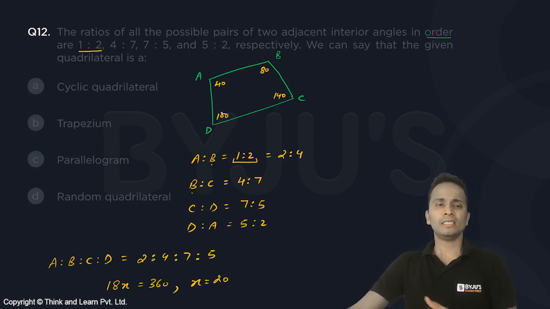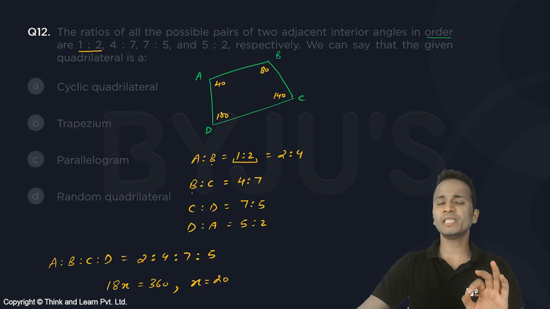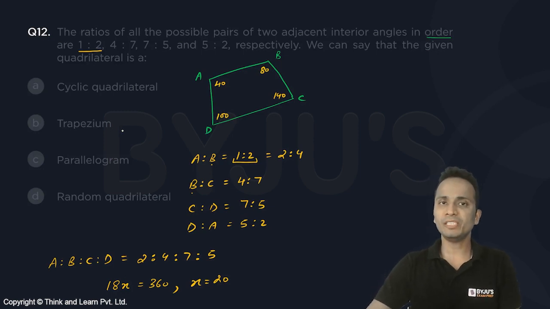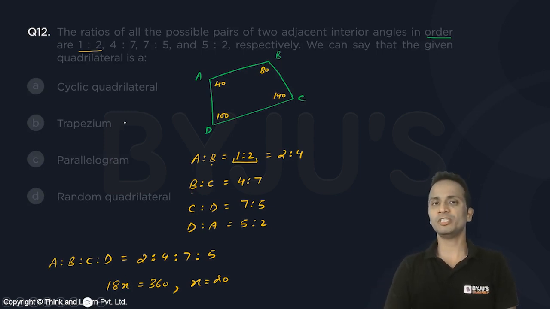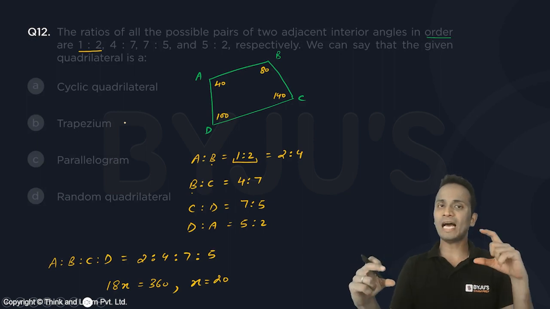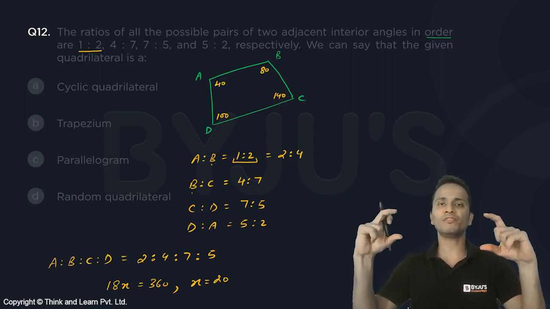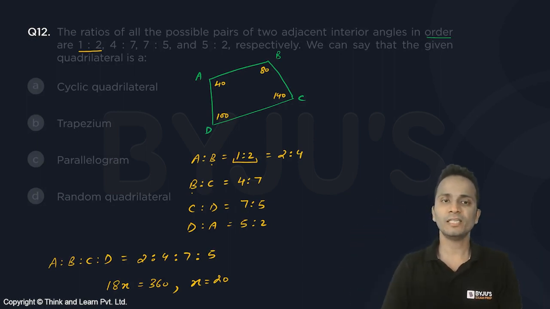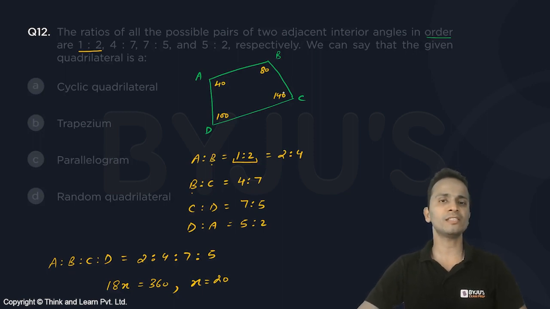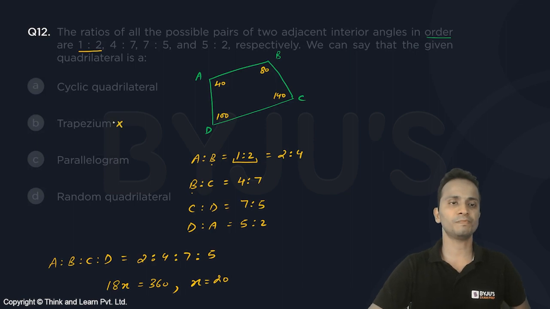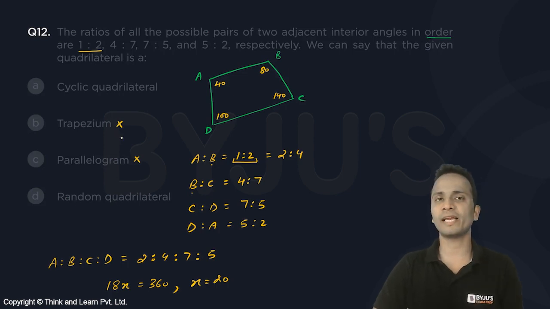Okay. Now, if this quadrilateral were a trapezium, then in a trapezium, the sum of these two angles and the sum of these two angles should be 180 degrees. So here the sum of adjacent angles in no case is 180. So it cannot be a trapezium. In a parallelogram, opposite angles are equal. No, it is not. So either it will be a random quadrilateral or a cyclic quadrilateral.